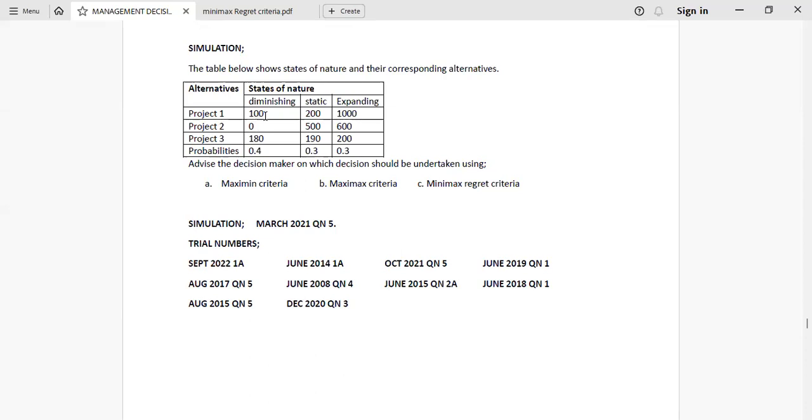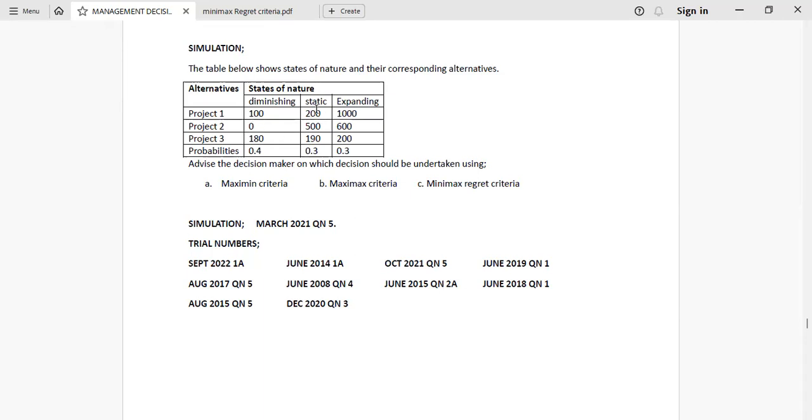180 minus 100, it means we are regretting 80 because we didn't get more. Then we go to project 2, it will be 180 minus 0. We are regretting the full figure of 180. For project 3, we expected 180 and we got exactly 180, so we are regretting nothing.